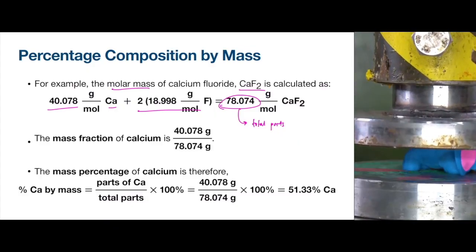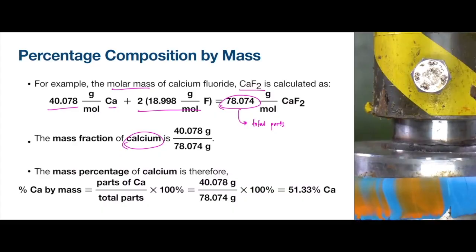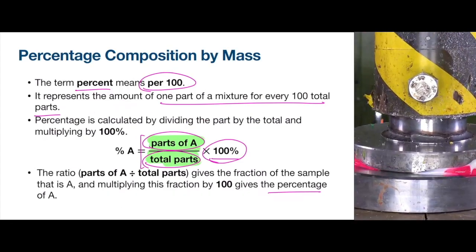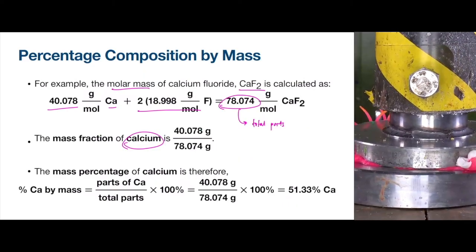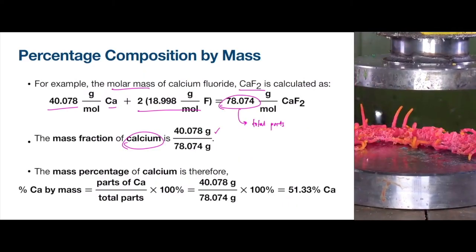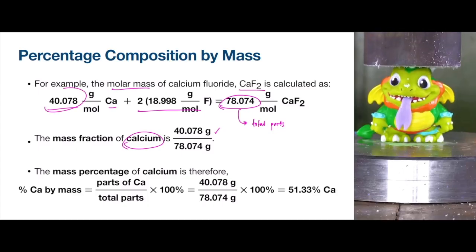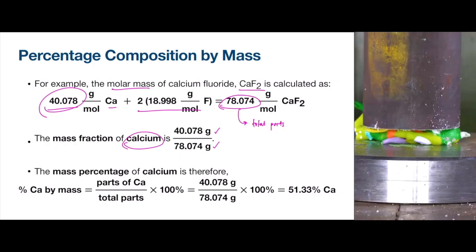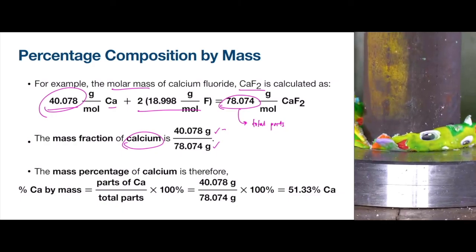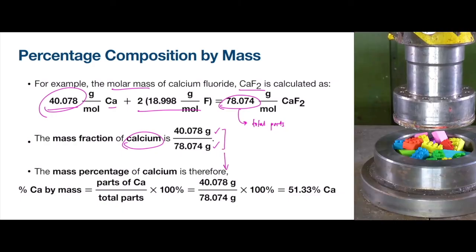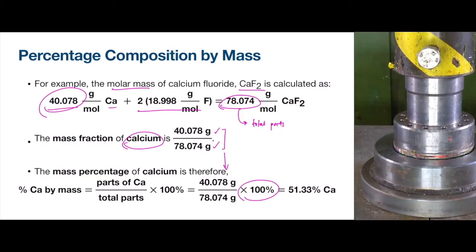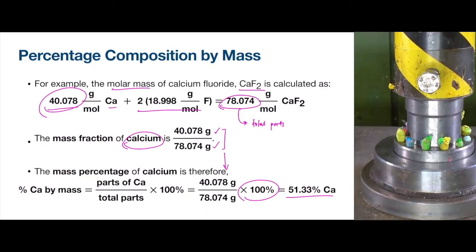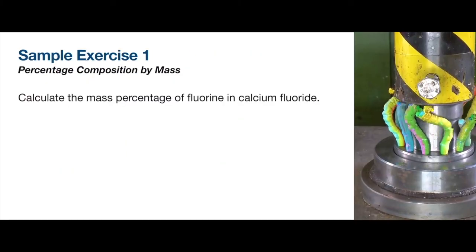So if we're going to look for the mass fraction of calcium, going back earlier, the mass fraction is parts of A divided by total parts. This 40.078 is the part of calcium only, divided by the total parts, which is 78.074 grams. This is the mass fraction, and multiplying it by 100% gives us 51.33% calcium.